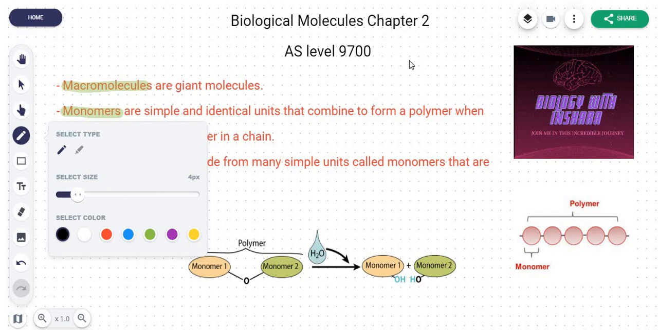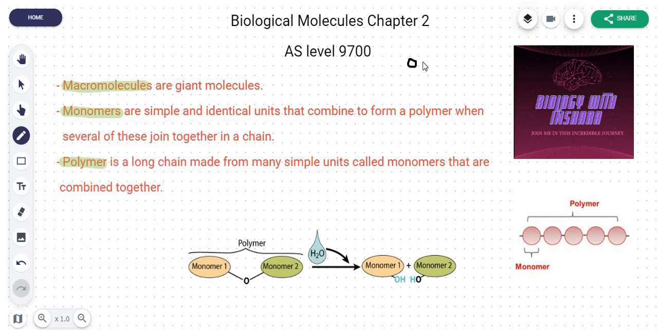For example, when I say monomers, they're simple units, right? Let's consider this circle as a unit, and there are many of these. When many of these join together with a relevant bond, this line here is a bond, they form a long chain, and this long chain is your polymer. As simple as that. So a polymer is a long chain made from many simple units called monomers that are combined together.